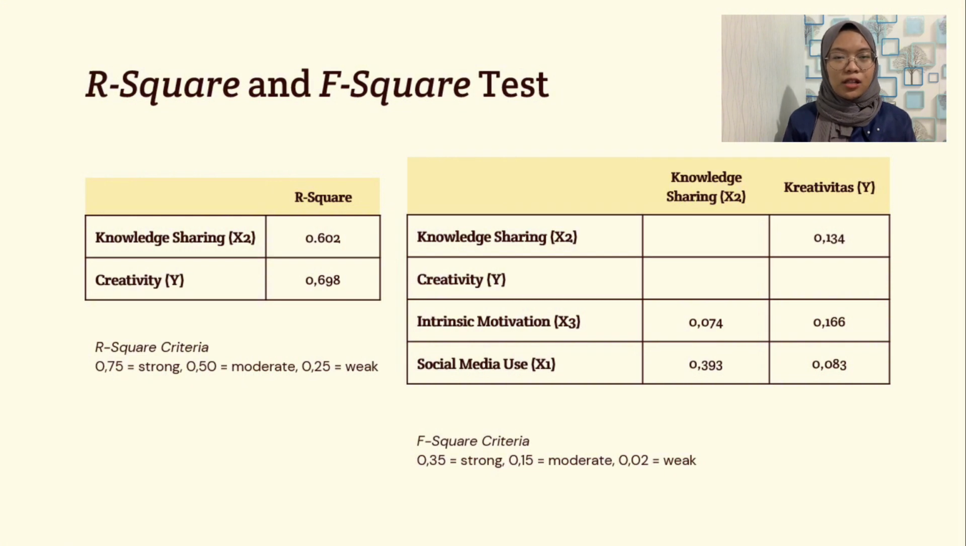Meanwhile, the results of the F-square calculation concluded that the effect of using social media on creativity was 0.083, which means the effect is weak. The effect of knowledge sharing on creativity is 0.134, which means that the effect is weak. The influence of intrinsic motivation on creativity is 0.166, which means that the effect is moderate. The influence of intrinsic motivation on knowledge sharing is 0.074, which means the effect is weak. The effect of social media on knowledge sharing is 0.393, which means the effect is strong.